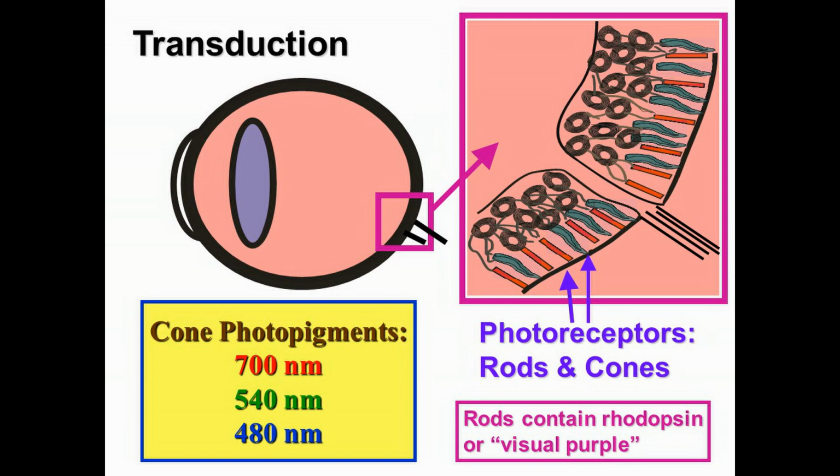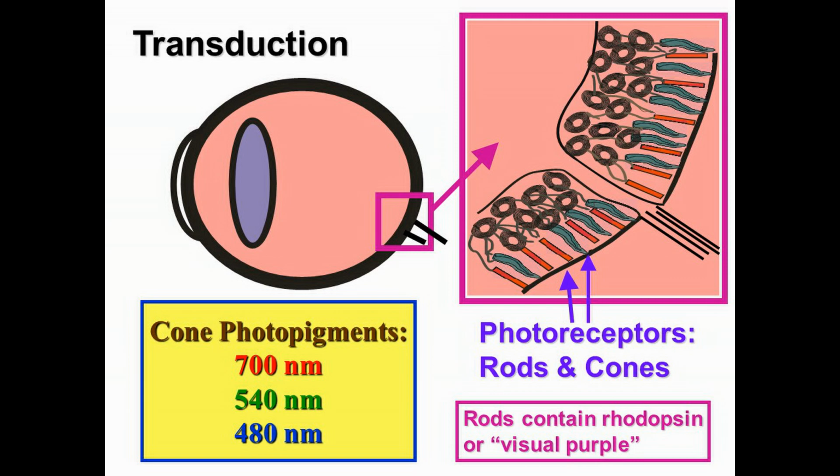Now let's talk about the cones of the eye. You probably already know that the cones of the retina are important for our color vision. And for most people, there are 3 different types of photopigments, not just one like the rods. In the cones, there are 3 types of photopigments that are important for transduction of light.